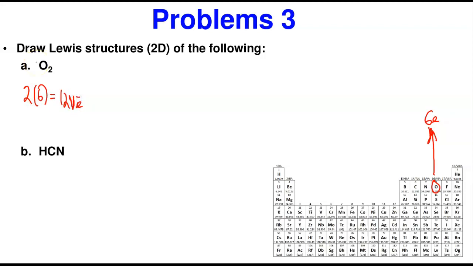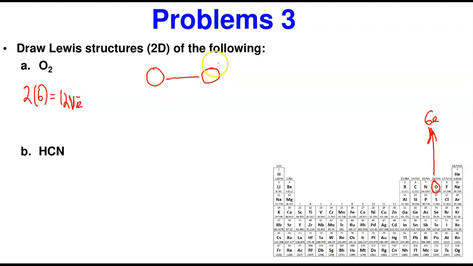Now, since it only has 2 atoms, you can choose any one of them to be the central atom. So what do I do? I'm going to just write O and attach it to another O because there are only 2 atoms here. So I can choose any of them. So I'm going to choose this one as my central atom.